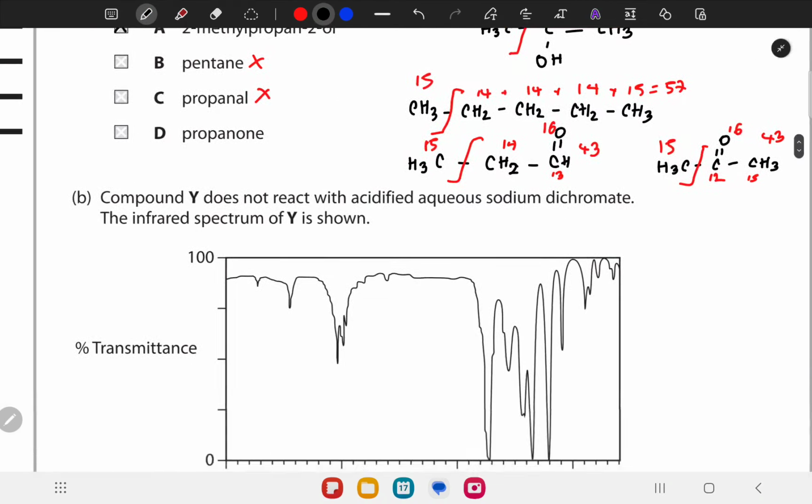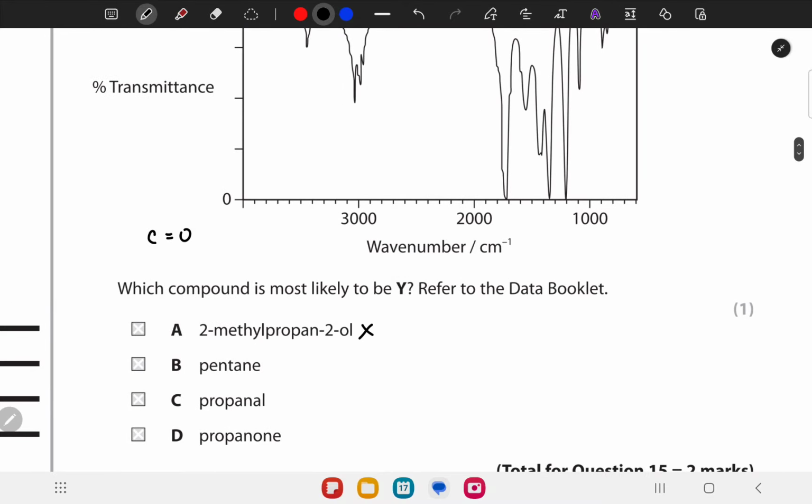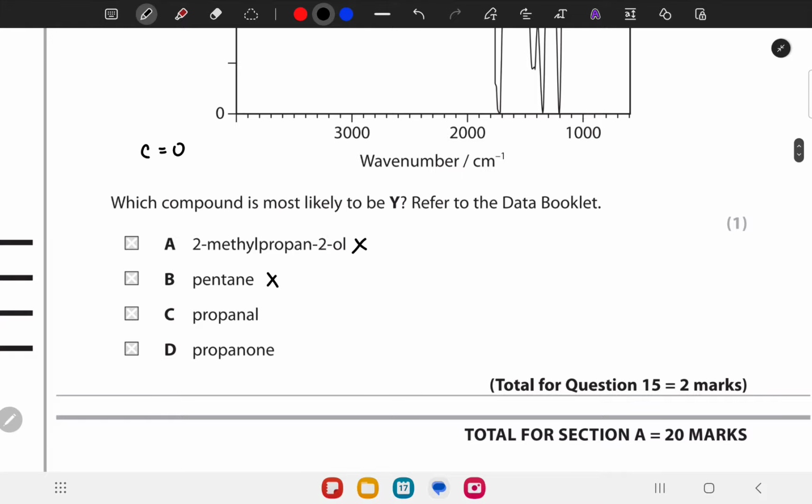Now we are told that compound Y does not react with aqueous sodium dichromate and its infrared spectrum is given. If we use the data booklet, we can see that this has a peak for C double bond O. So it has one peak due to C double bond O. Since it has a peak for C double bond O, it will not be propanol or pentane since they don't have this bond over here. It can be propanal or propanone only.